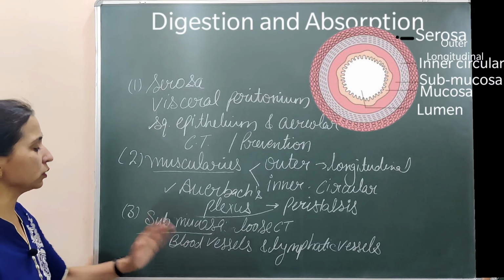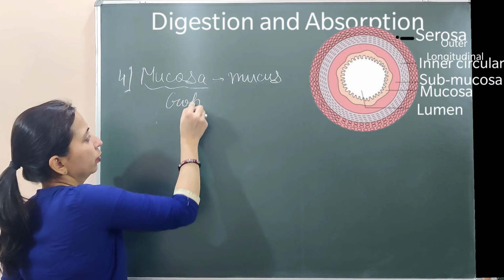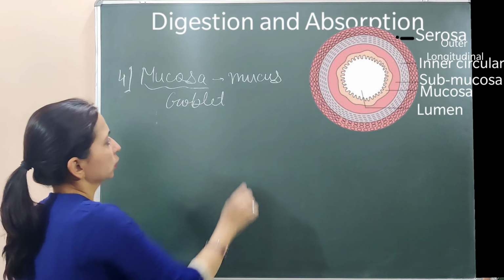The innermost layer is the mucosa layer. This mucosa layer is covering the lumen, as you can see in the diagram, covering the lumen of the alimentary canal. And this mucosa layer secretes the mucus. The function of the mucosa layer is to secrete the mucus also, because they have some specialized cells called goblet cells. Goblet cells are present here, which secrete the mucus. So they have goblet cells in the mucosa layer.